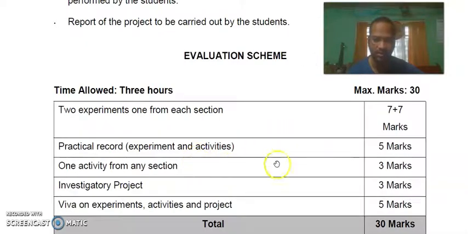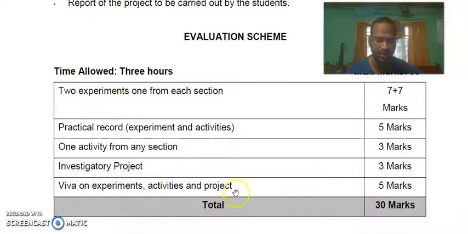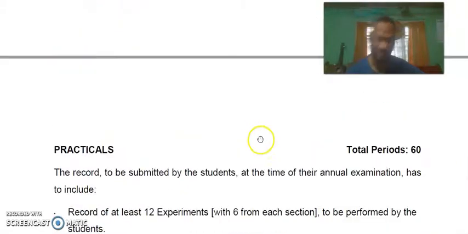Now this is the marks distribution. How are your marks distributed in the practical exam? There are 2 experiments, one from each section, containing 14 marks, 7 plus 7. Then you have to submit the copies of the experiments that you have performed, which contain 5 marks. One activity from any section is 3 marks, and then you have to do a project, which also contains 3 marks. Then 5 marks are for the experiment you perform in the exam. So that is a total of 30 marks. This is the mark distribution in the practical exam. So that's all about the syllabus of class 11.